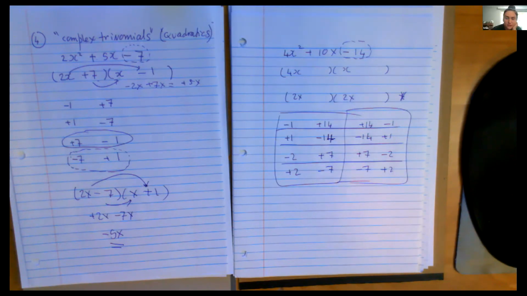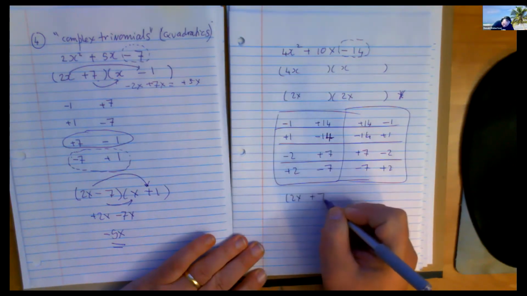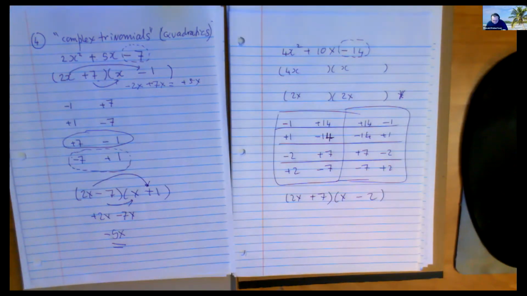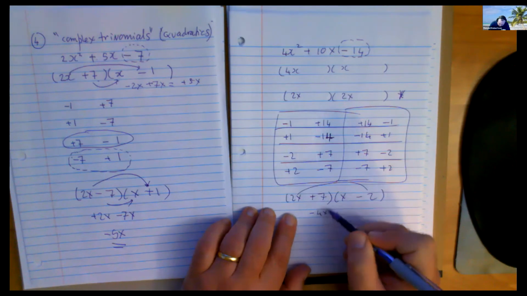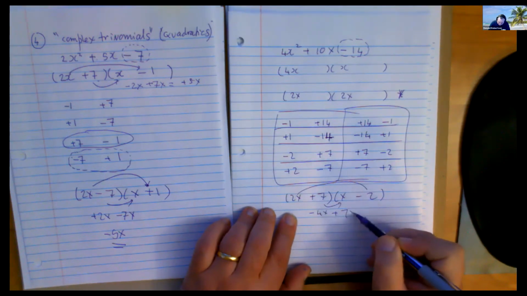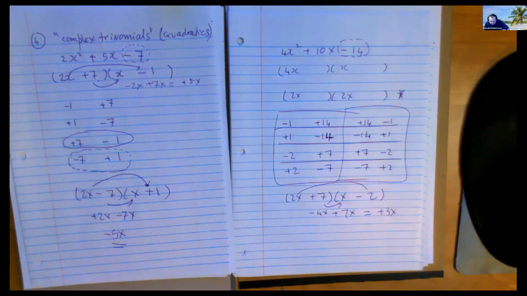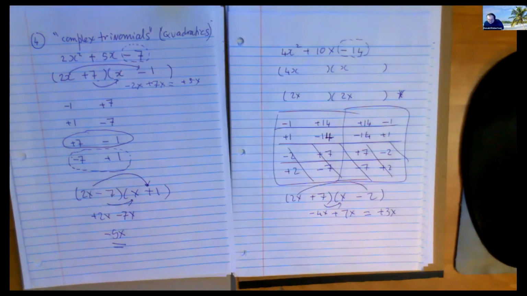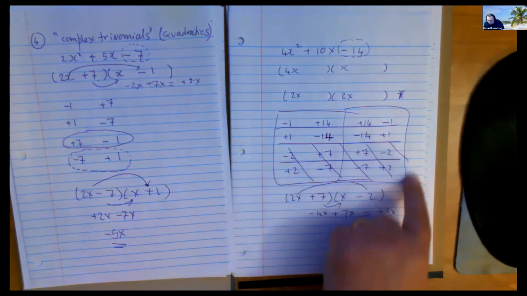+7, -2. Okay, so we're going to go +7 and -2, and we're going to try it out and see if it works. Right, so if you do the outside, you get -4x. If you do the inside, you get +7x. That ends up being +3x. So I am not going to use any of those. And the reason I can kill that one is it doesn't work. But why can I kill all the other ones?